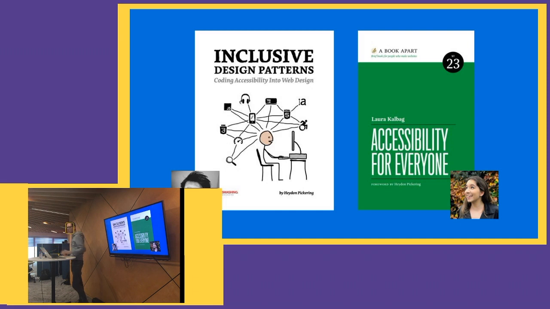So if you want to learn more about these in more detail, 2 books I wanted to recommend. Inclusive Design Patterns by Heydon Pickering, which is more focused on the code side of things in HTML. And Accessibility for Everyone by Laura Kalbag is more holistically looking at accessibility, the wider picture. I think they're both in the library. Laura's one certainly is, if you want to borrow that. If not, just order them.